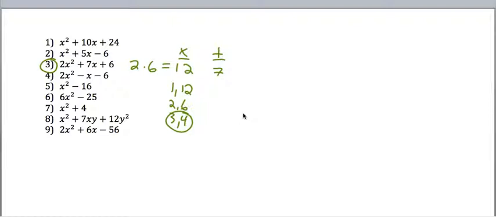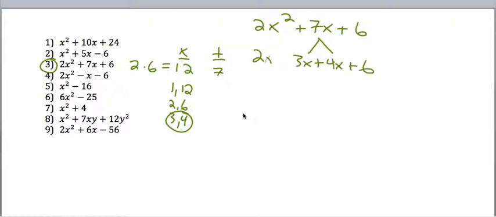Now, since it's called splitting the middle term, we need to take our equation and rewrite it with a split middle term. So we're going to change 7x into 3x and 4x. Everything else is going to stay the same.